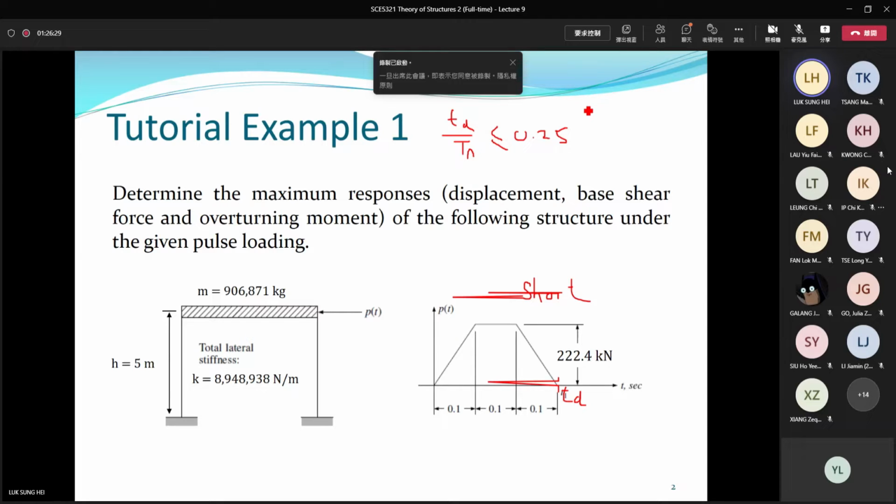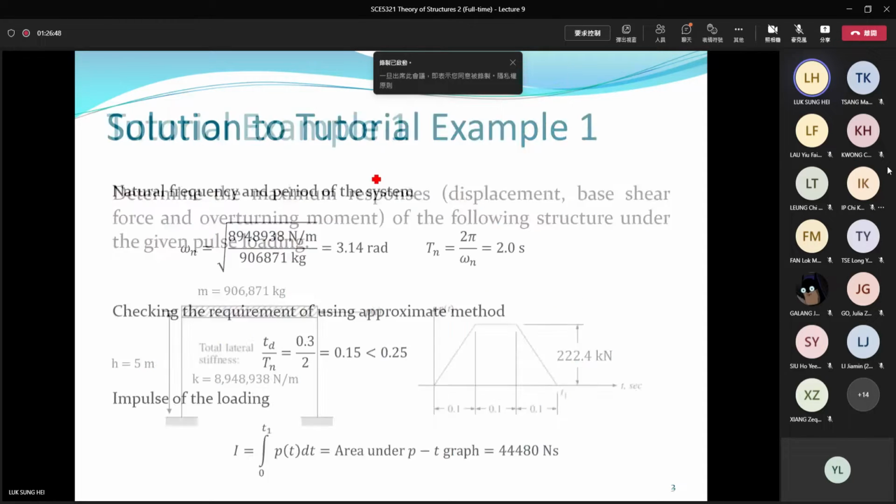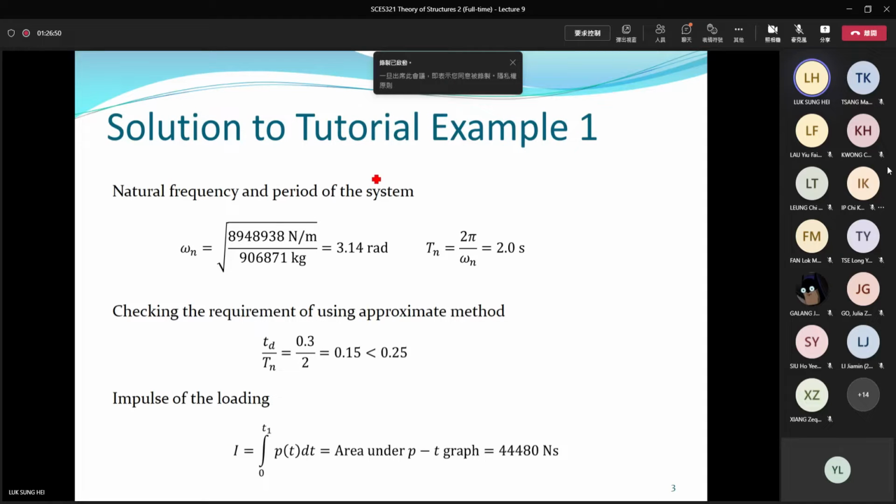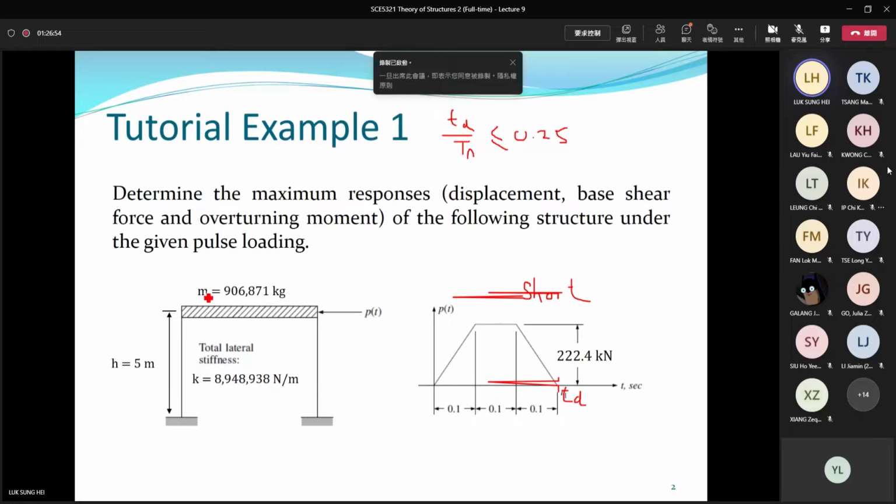If the ratio is beyond this limit, then you have no choice. You have to solve the equation directly using integrations or other techniques. But if you find that this ratio is less than the limit, 1/4 or 0.25, then you're allowed to use the approximate method. So how to use the approximate method? Firstly, you have to find out the period, because in this problem, I did not give you the period. I give you mass, I give you stiffness, but there's no period. So you have to calculate the period yourself.